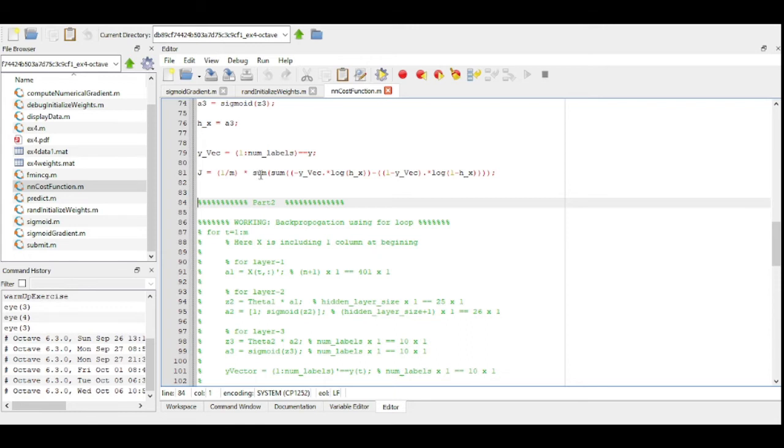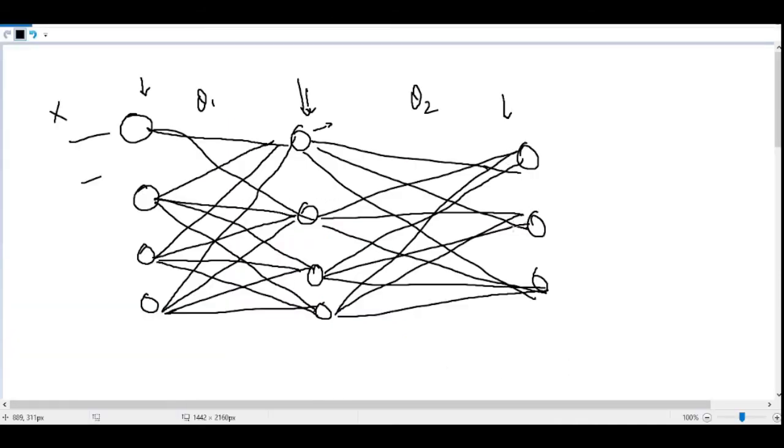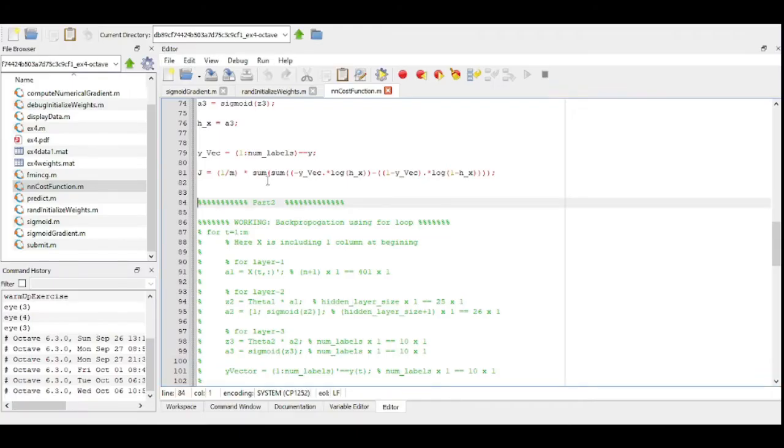The only thing is, as we have 10 levels, or the levels can be anything in a neural network. See, if I can show you here, there are totally 3 layers, so we need to add the output over all these 3 layers, right? So that's the reason we are going to add one more summation here, or else it is the same as the logistic regression cost function.